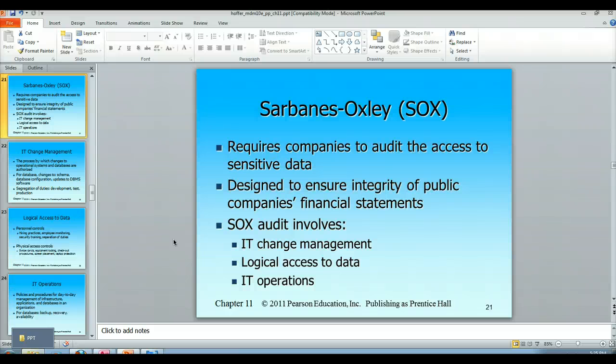Can't have people gaining unauthorized access to publicly traded companies' financial statements or financial information, because that would give them a competitive advantage, and actually an illegal competitive advantage to manipulate stock prices. So a SOX audit would involve IT change management, logical access to data, and IT operations.